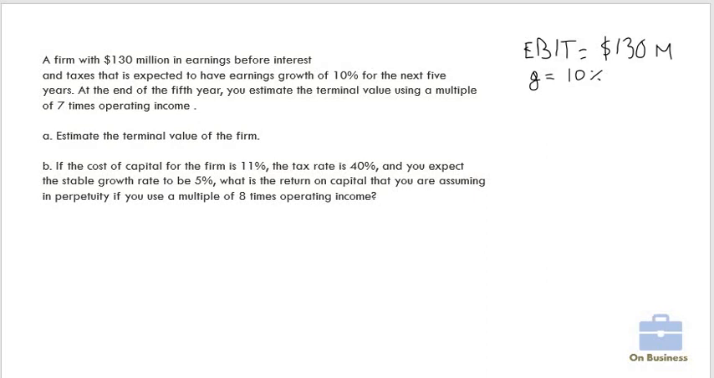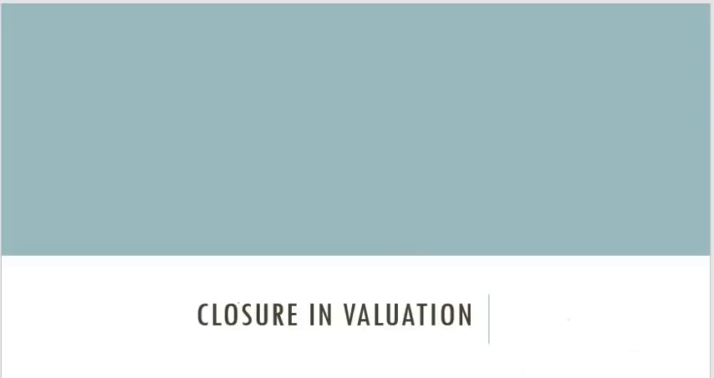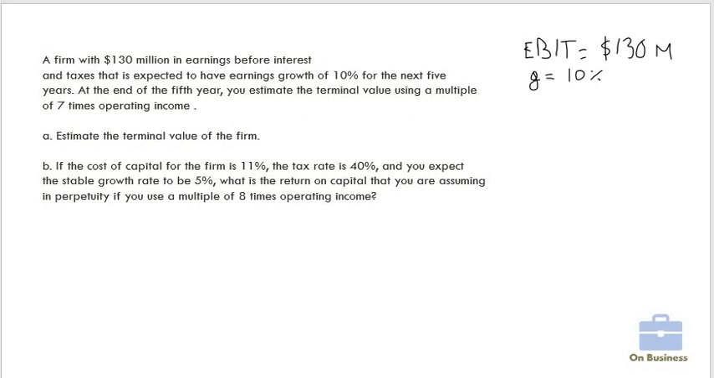Hello guys, in this video we're going to solve an exercise about closure in valuation, and we're given a firm with $130 million in earnings before interest and taxes, and this is EBIT. I suggest that you always write the given in a way that you could easily fill in the formula, so that's what I'm going to do here on the side. And we have expected growth of 10%, but be careful that this growth is not stable. It's only for the next 5 years, okay?